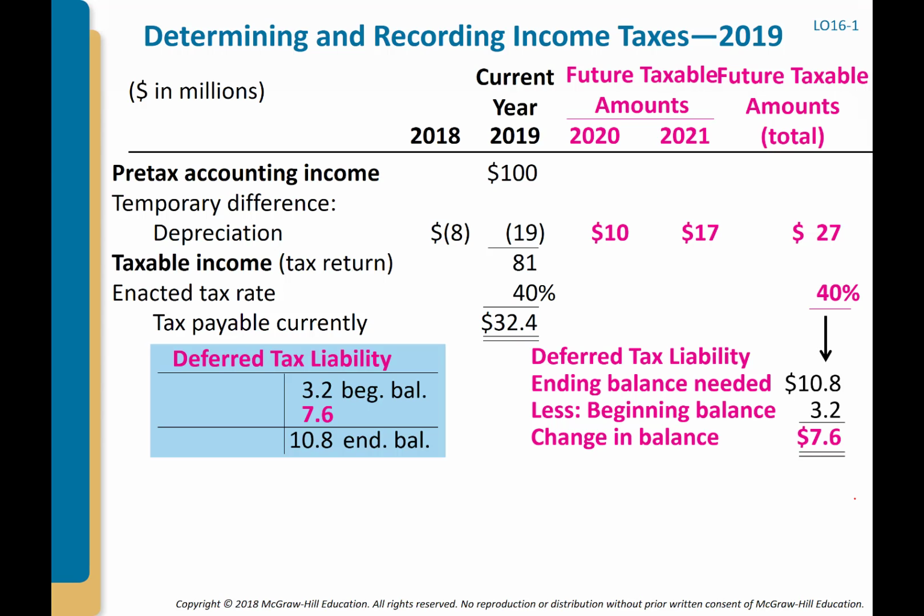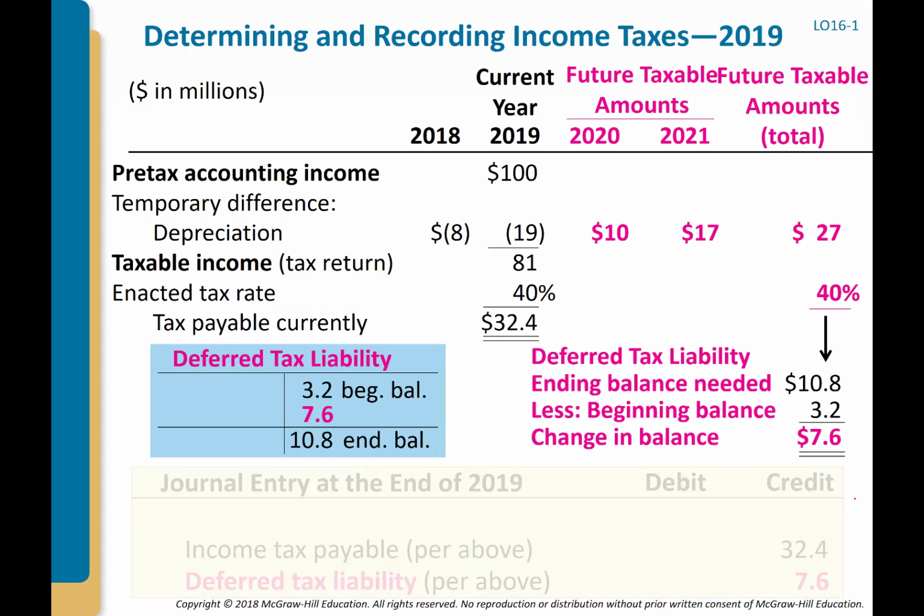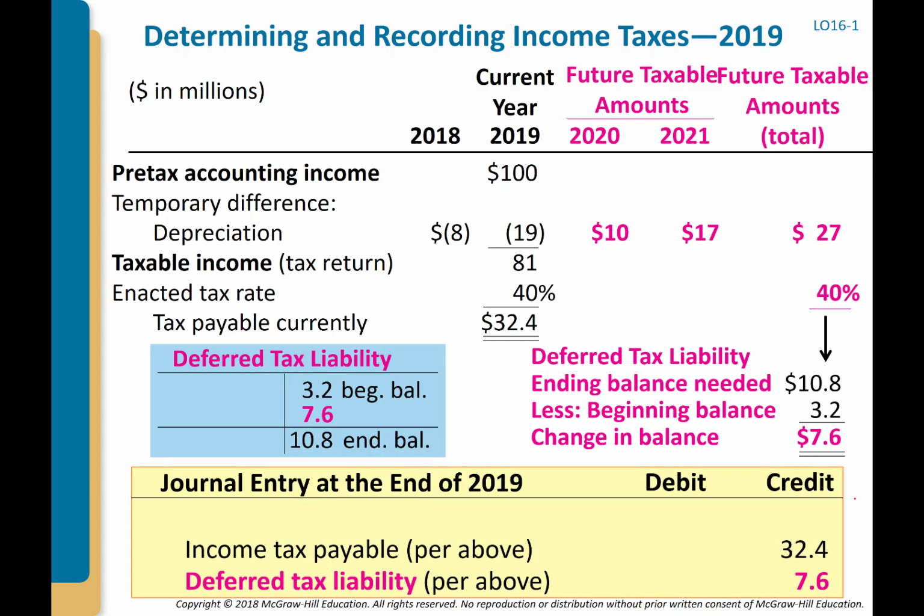And so we go ahead again. The tax payable currently is our taxable income times the tax rate of 40%. That gives us a deferred tax liability of 7.6, which we already knew. Our taxable income is 32.4. We got that. And then we again plug the tax expense. Once again, you could have said 100 times 0.4, but we've already seen they may not give that to us.